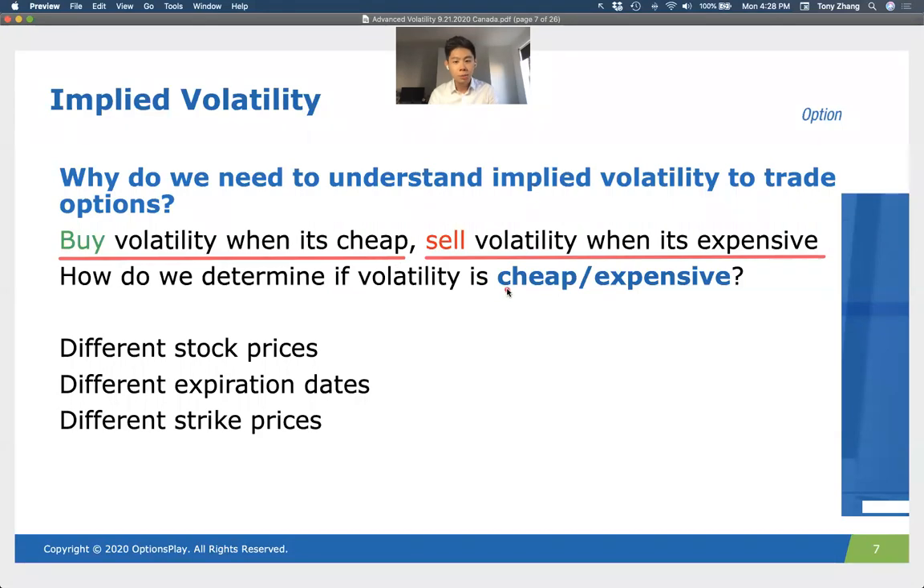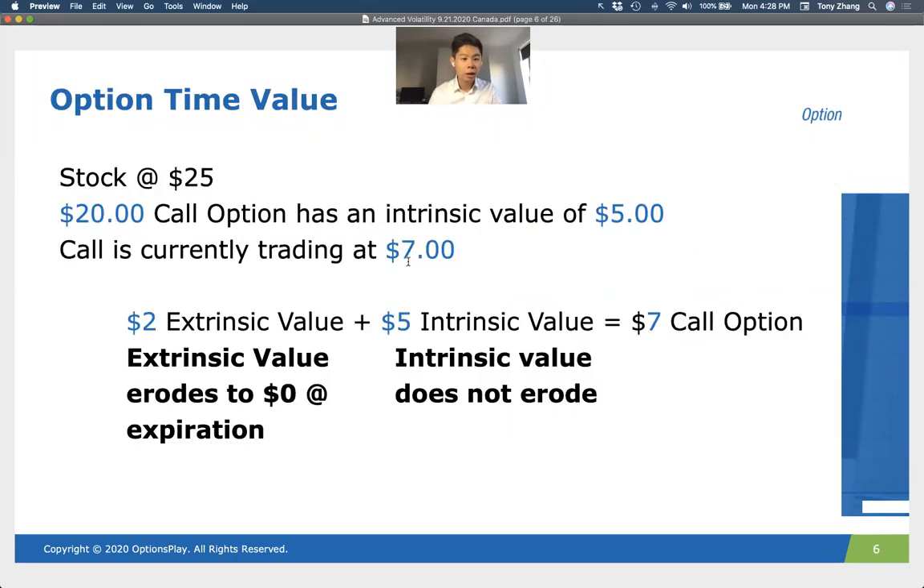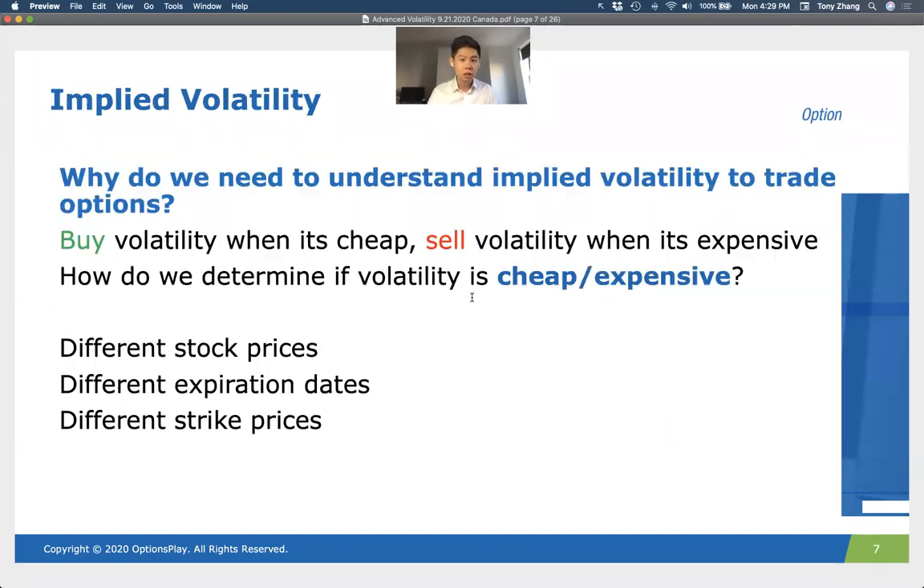But how do we determine if volatility is actually cheap or expensive, right? We all know the terms cheap or expensive, but how do we know that $2 is cheap or expensive? How do we know that it shouldn't be $3 or $5 or $7? There really isn't a good way by looking at this to quickly understand whether something's cheap or expensive. And that's why we turn to implied volatility. And some of the challenges is that if you didn't have implied volatility, you'd have to think about the different stock prices.